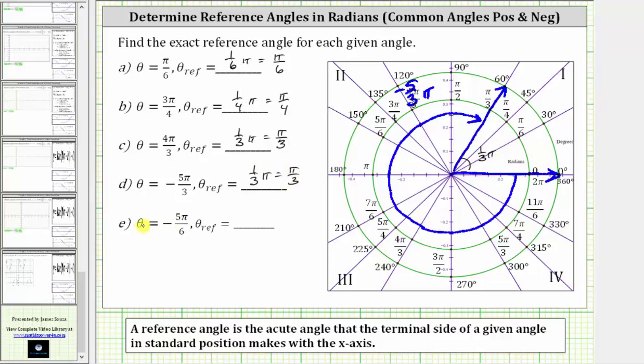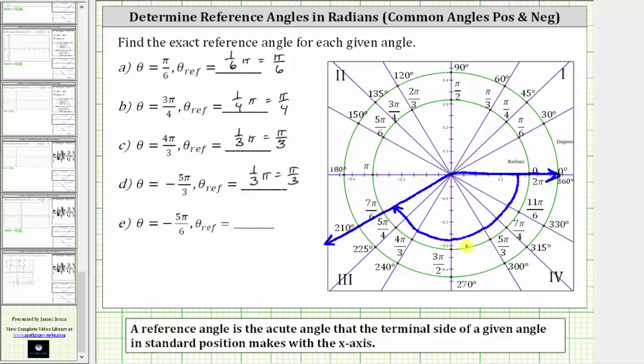And our last angle is negative 5 pi divided by 6 radians, or negative 5/6 pi radians. Again, because the angle is negative, we rotate clockwise. So let's rotate clockwise by 1/6 pi radians. We have negative 1/6 pi radians, negative 2/6 pi radians, negative 3/6 pi radians, negative 4/6 pi radians, and then finally negative 5/6 pi radians. So this is the terminal side of negative 5/6 pi radians.